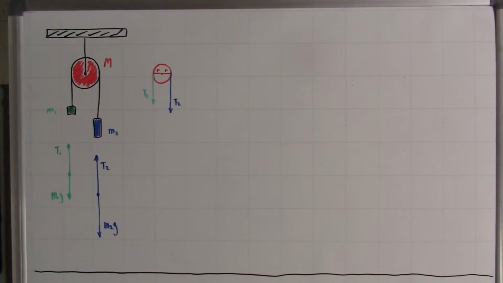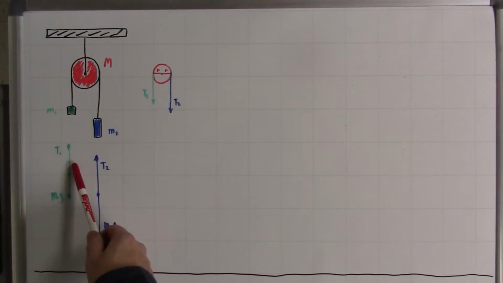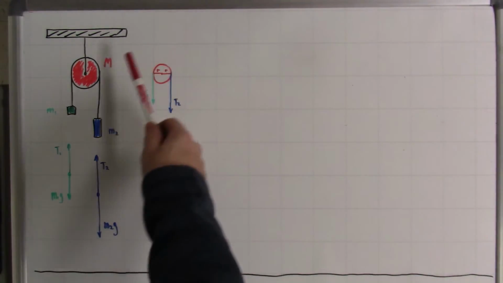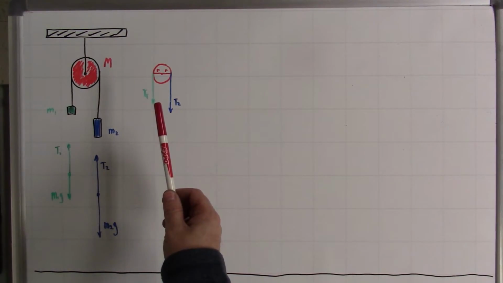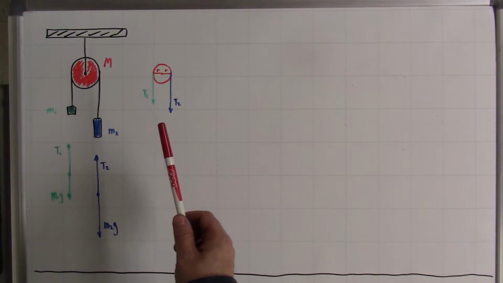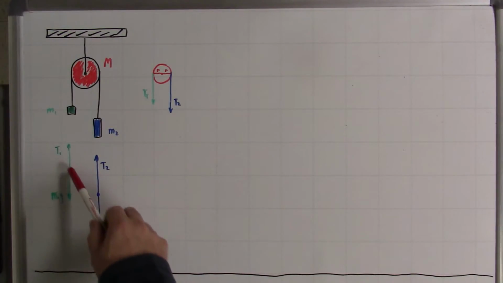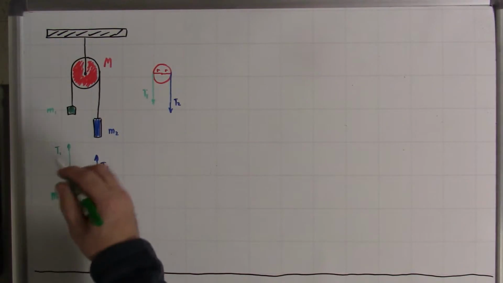So the next question says, calculate the actual acceleration of the masses. If I'm going to get the acceleration of the masses, it seems to me I have to do a Newton's second law statement for this one, a Newton's second law statement for this one, and a Newton's second law statement for the torques on this one. So let's start with the unbalanced forces here and see what we can discover. Let's do the M1 first.